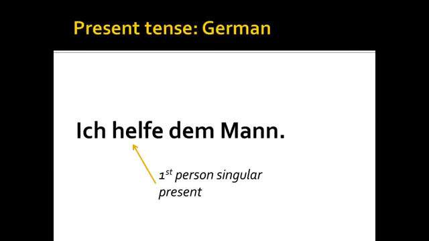So here we have the sentence, Ich helfe dem Mann, and again, this is in the present tense. We have the subject of the sentence, ich, first person singular, and we have the first person singular present tense form of helfen, ich helfe. Now, as we saw in English, I can do the same thing in German. I'm going to do it slightly differently.